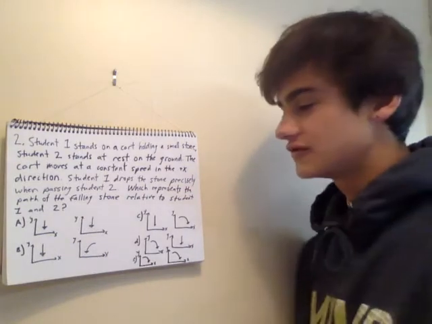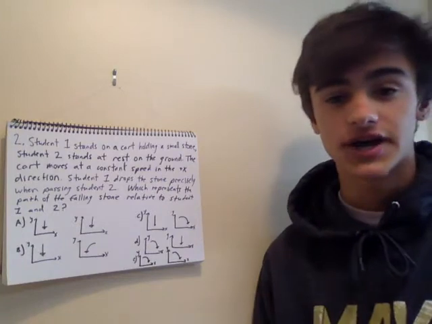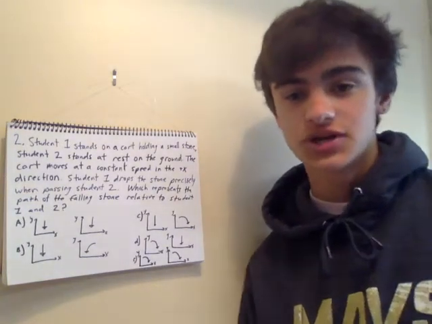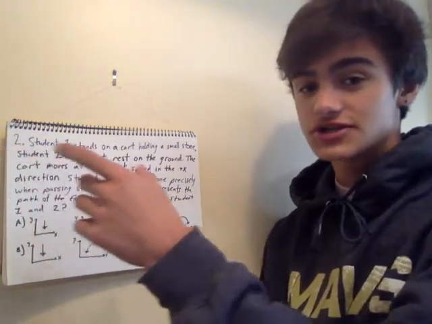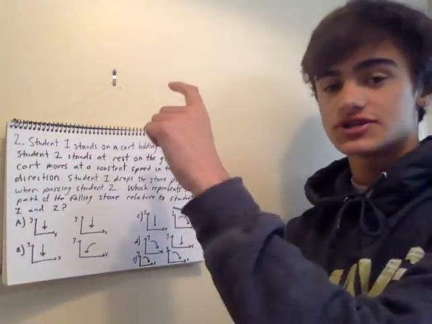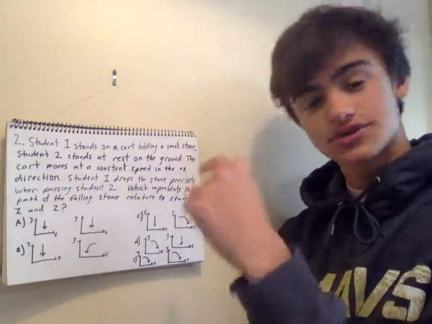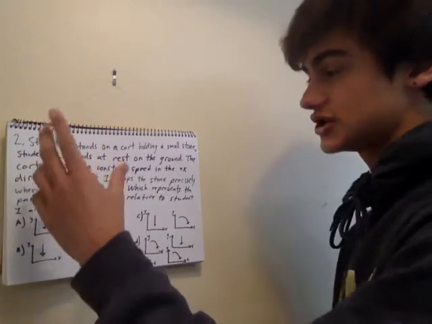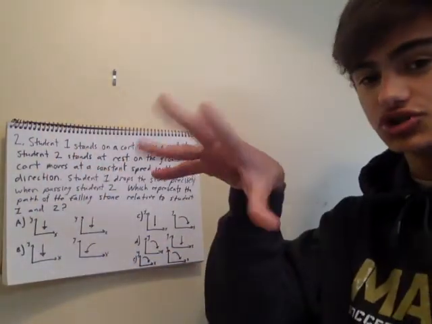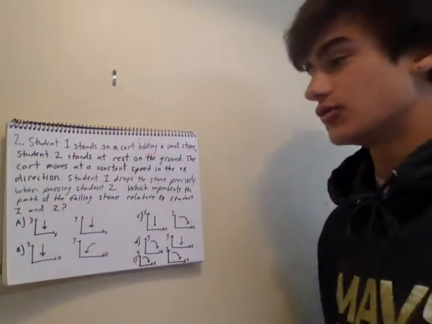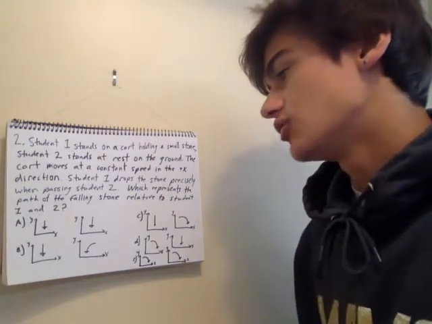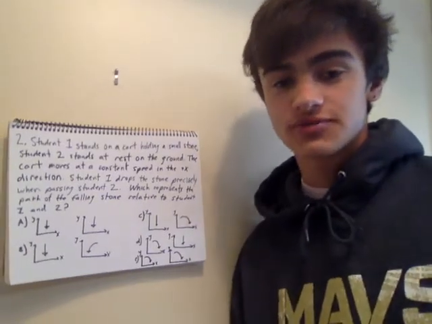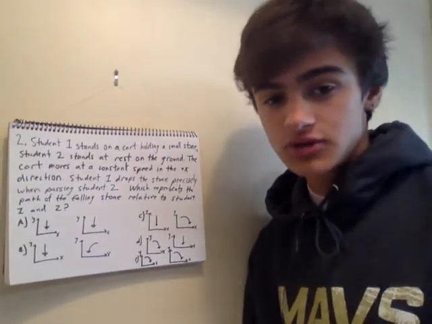I didn't have enough space on the page to include the little diagram they actually have on the question in the test, but essentially you can visualize there's a cart moving in the positive x direction. There's one person standing on the cart holding a stone, one person standing on the ground, and right as student 1, who is standing on the cart, passes by student 2, they drop the stone. So we're basically just figuring out what that is going to look like to each of the students. This is just a process of elimination problem.